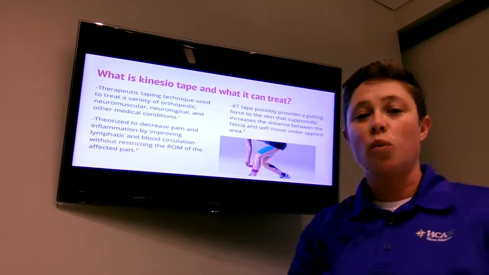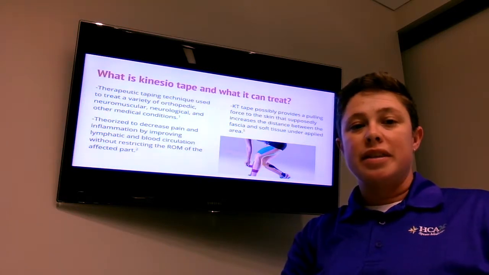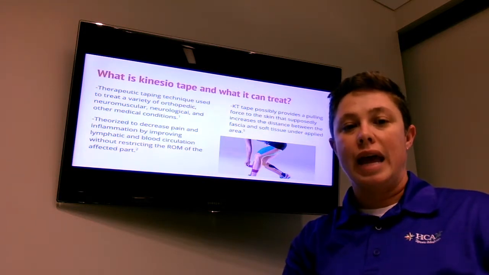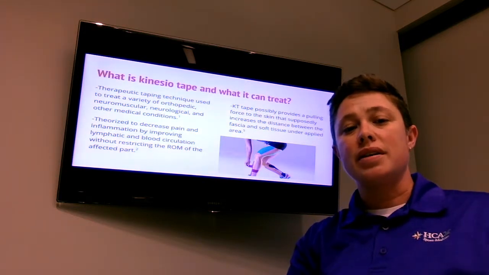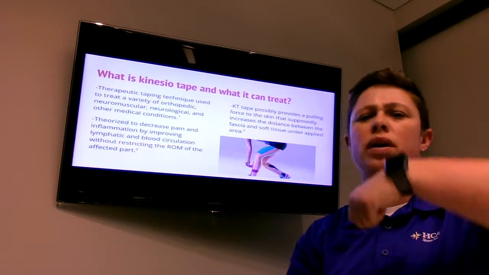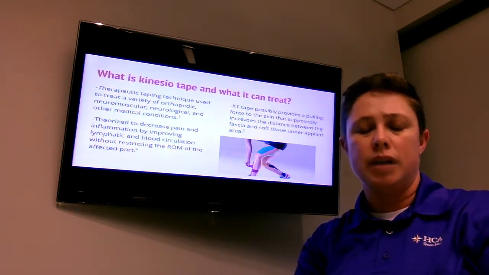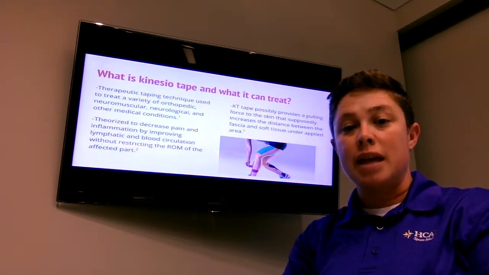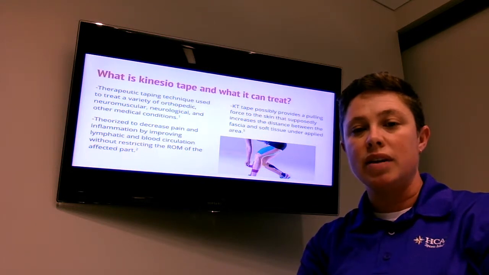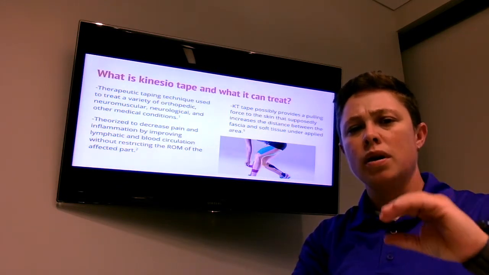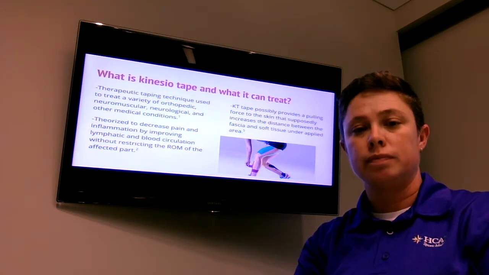What is kinesiotape and what can it treat? Kinesiotape is a therapeutic taping technique used to treat a variety of orthopedic, neuromuscular, neurological, and other medical conditions. It's theorized to decrease pain and inflammation by improving lymphatic and blood circulation without restricting range of motion by going circumferentially around an injury or a limb. KT tape provides a pulling force to the skin that supposedly increases the distance between the fascia and soft tissue under the applied area, allowing for maybe easier channels for lymphatic return.